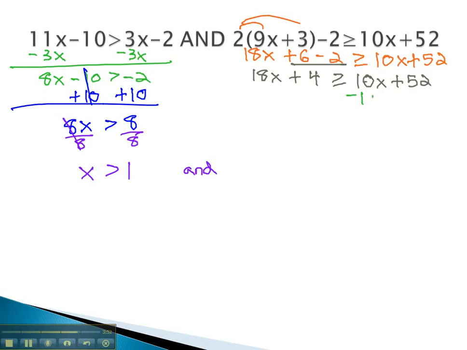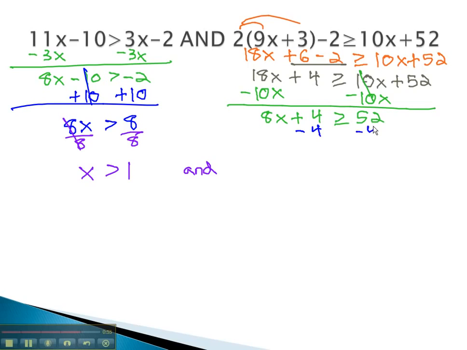Moving the variables to one side, we subtract 10x. 8x plus 4 is greater than or equal to 52. And finally, we subtract 4. 8x is greater than or equal to 48, and divide by 8. X is greater than or equal to 6.